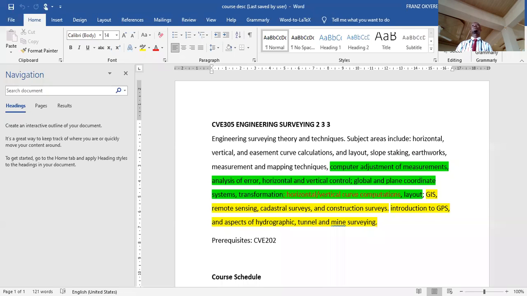Hydrographic surveying. So these are all introductions. You just want to understand: if someone says he's doing a hydrographic survey, you understand what he's doing. Okay. What does hydro mean?